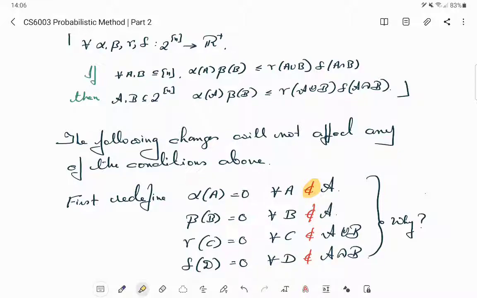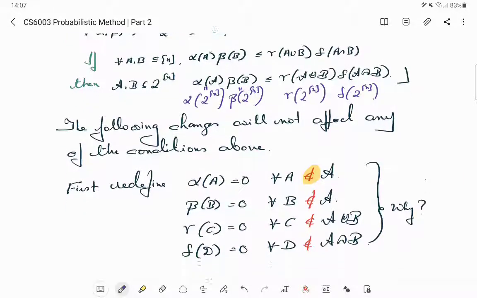But now after this modification, I really do not have to worry about alpha of script A. I can actually take alpha of the entire power set. Even if I take alpha of the entire power set, it is still going to be equal to alpha of A. Why? Because I have set its alpha value to be 0 for all the sets outside of script A. So when you are adding things up, these zeros won't contribute. So alpha of A is equal to alpha of the power set. Similarly, beta of this family is equal to beta of the power set. This is gamma of the power set, and this is delta of the power set.